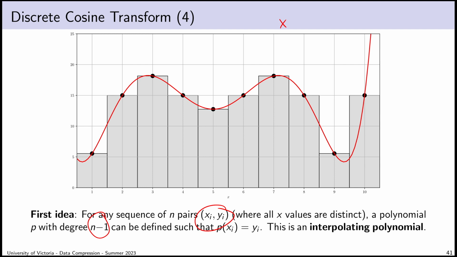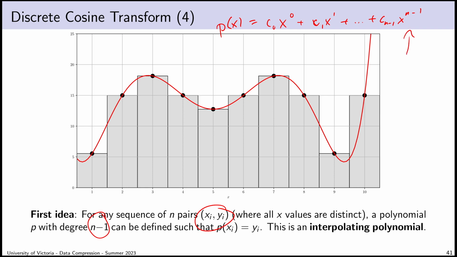So the polynomial would look like something times x to the 0 plus something else times x to the 1 plus dot dot dot plus something, the n minus 1st coefficient, times x to the n minus 1. So a polynomial, we'll call it p of x, of degree n minus 1. That's the highest exponent.